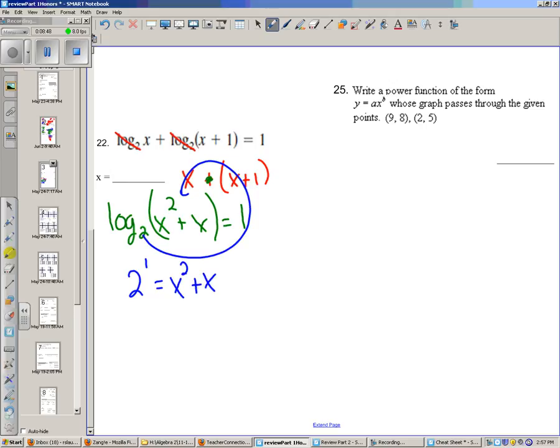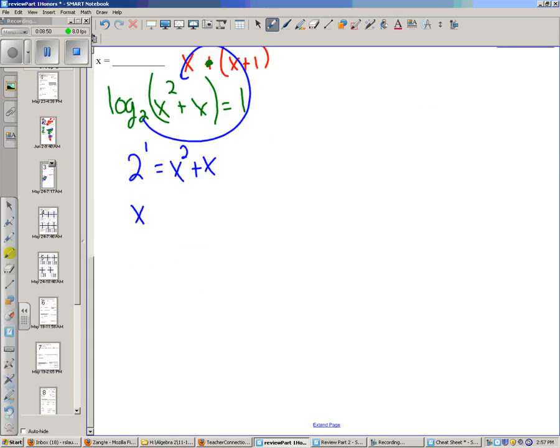Because I have more than one type of x, I'm going to bring the 2 over. And factors of 2 that get me to -1 are going to be +1 are going to be x plus 2 and x minus 1. So my two answers are -2 and 1.